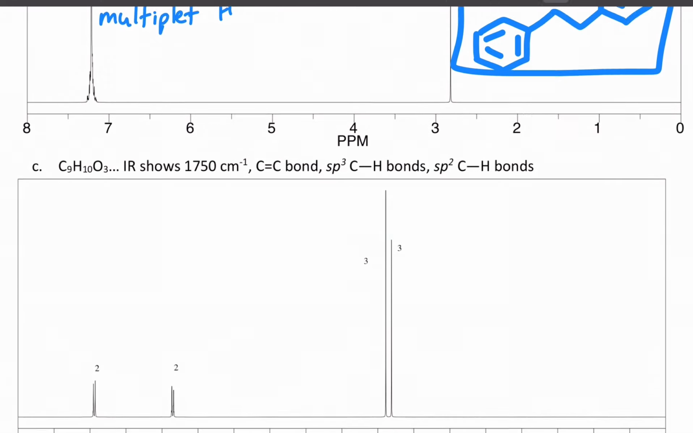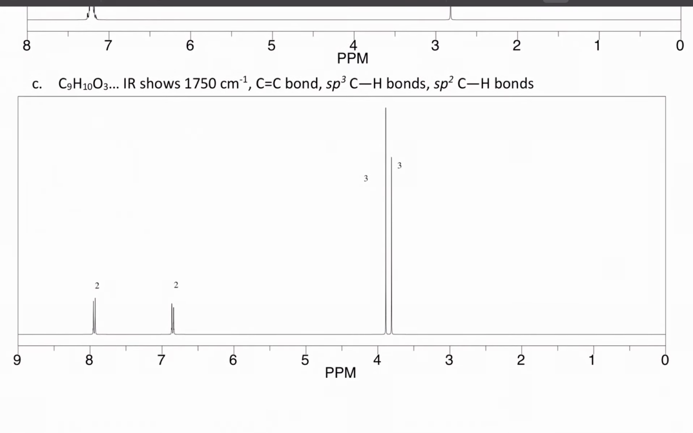Why don't you hit pause and see how much you can identify from the third one down at the bottom, given the molecular formula, and notice some interesting IR information as well, and then come back and check to see how you did.